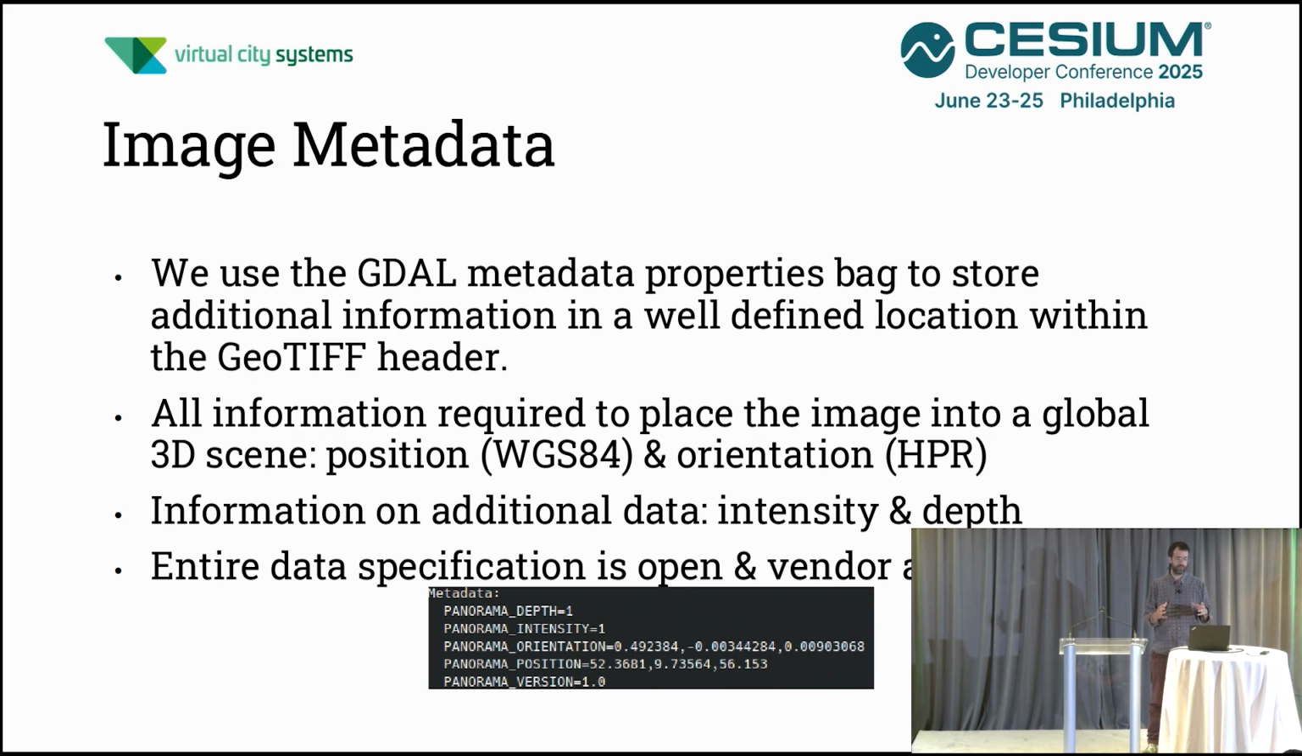So we're going to use the GDAL metadata properties bag, which exists through GDAL. So we have a well-defined place in the GeoTIFF header where we're going to store our information without clashing with anything, hopefully. And we wrote documentation on this. The idea is this is supposed to be an open data specification. We've only used open standards so far, and we're just trying to add a bit of meta information to make it run smoothly in the client.